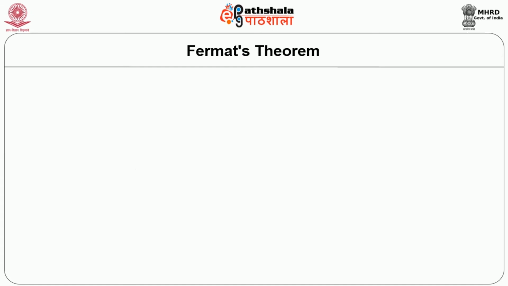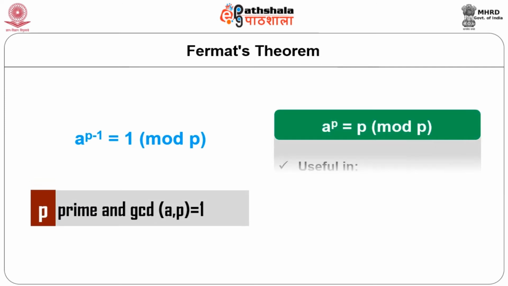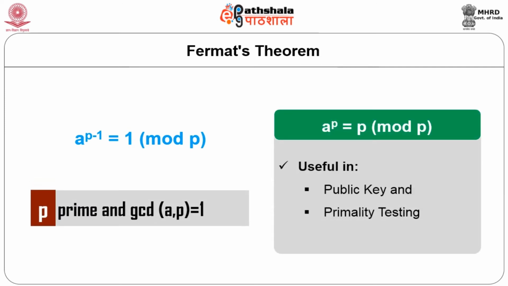Now we want to talk about Fermat's theorem. Fermat's theorem says a raised to p minus 1 is equal to 1 mod p. It requires that p should be prime, and a and p should be relatively prime. That means their greatest common divisor should be 1.